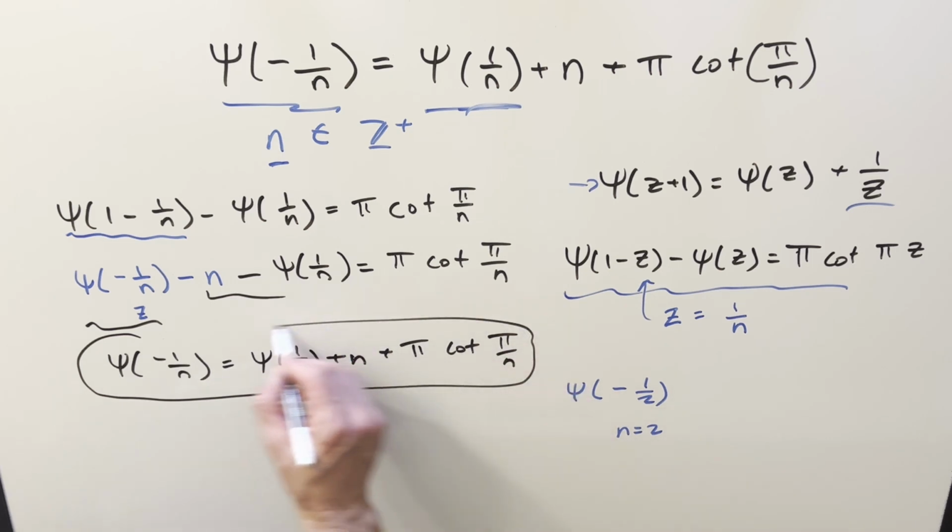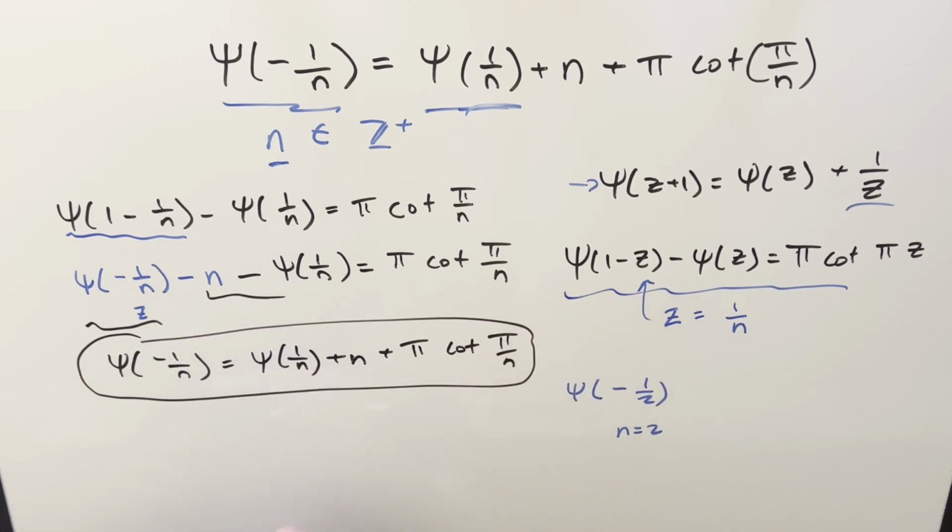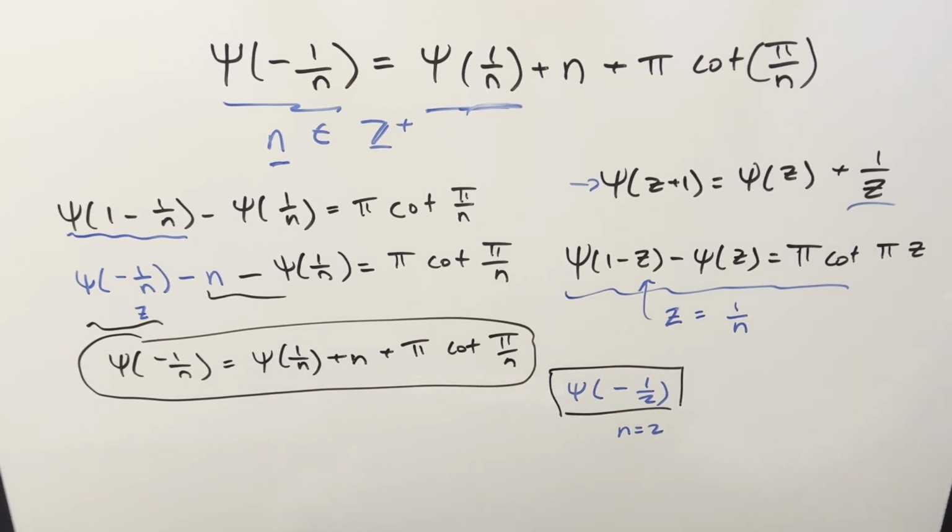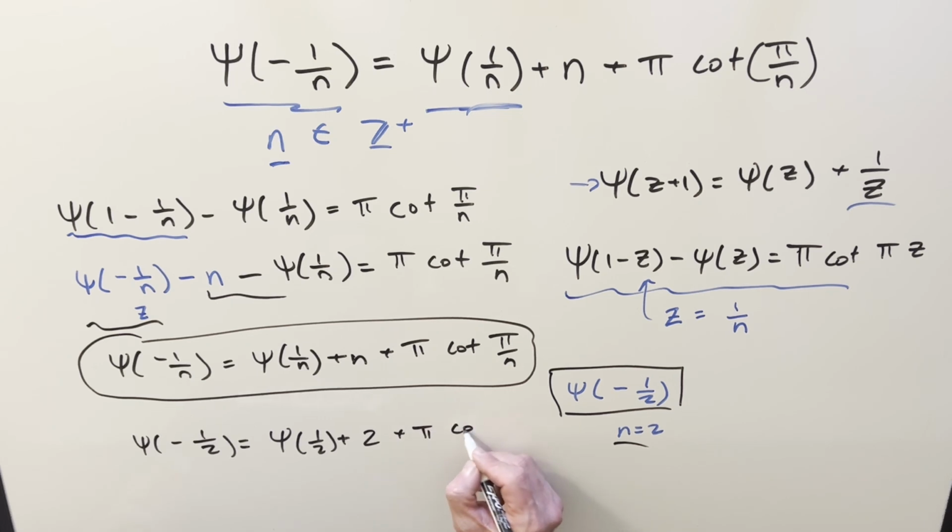And of course, you don't really need this. You could just use the reflection formula on the fly, but this is a very minor shortcut. So how we could use this, going back to this thing right here, if we want to find digamma of minus 1/2, well then we can just use this and plug in. We know our n value is going to be 2, so we have digamma minus 1/2 is going to be digamma 1/2 plus n is 2 plus pi cotangent pi over 2.